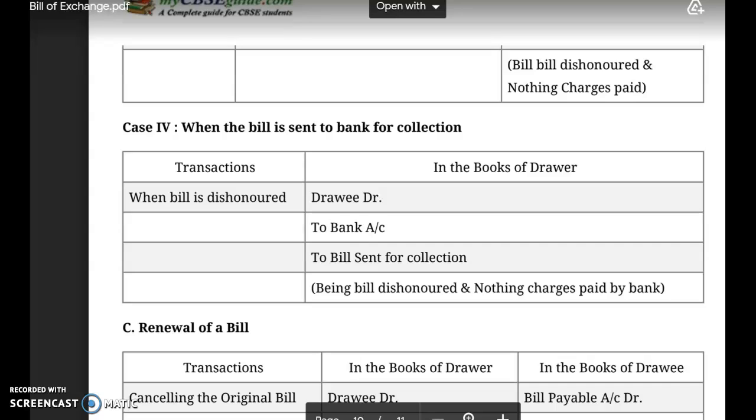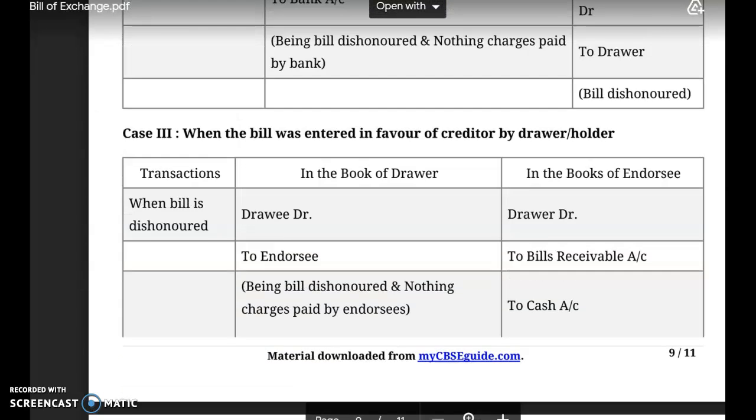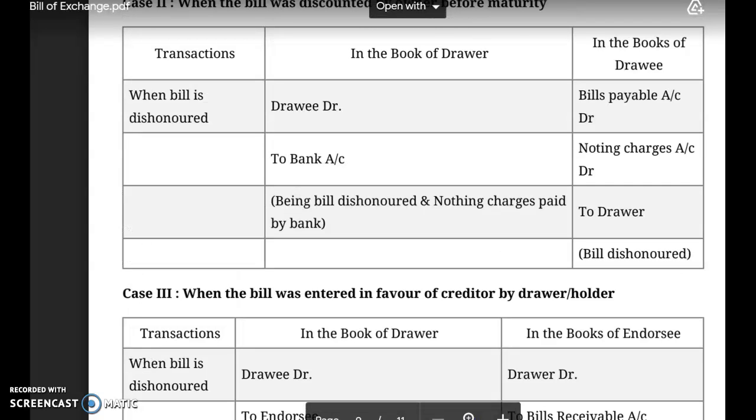So this way the entry will be recorded in the fourth case in the books of the drawer, and again the same entry which we had recorded in the preceding three cases in the books of the drawee, and entry will be same: bills payable account debit, noting charges account debit, and to whom? To the drawer. His duty is to make the payment to the drawer.